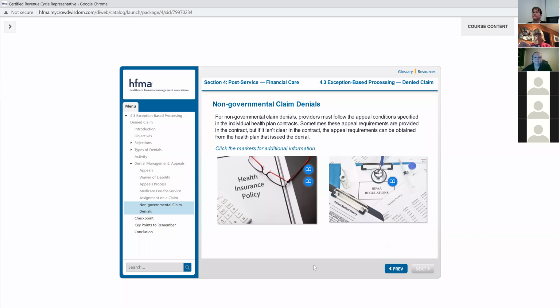All right. So here we have the appeals. Appeals must be submitted within the time frame outlined in the contract. An appeal to the health plan's chief medical officer may be pursued as an appeal of final and last resort.